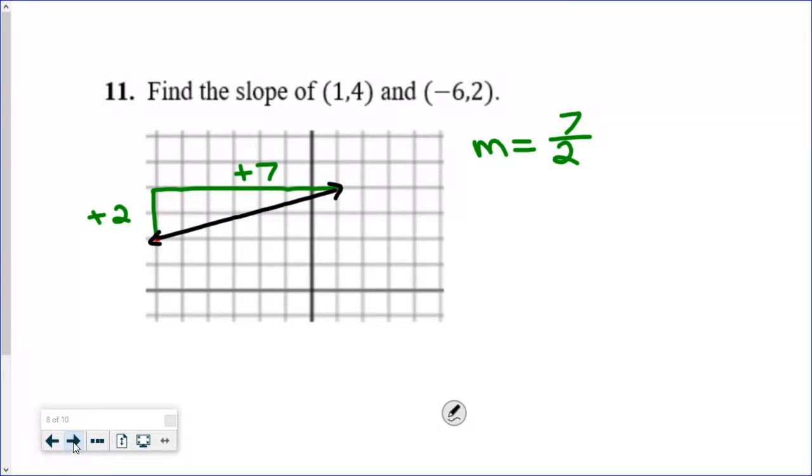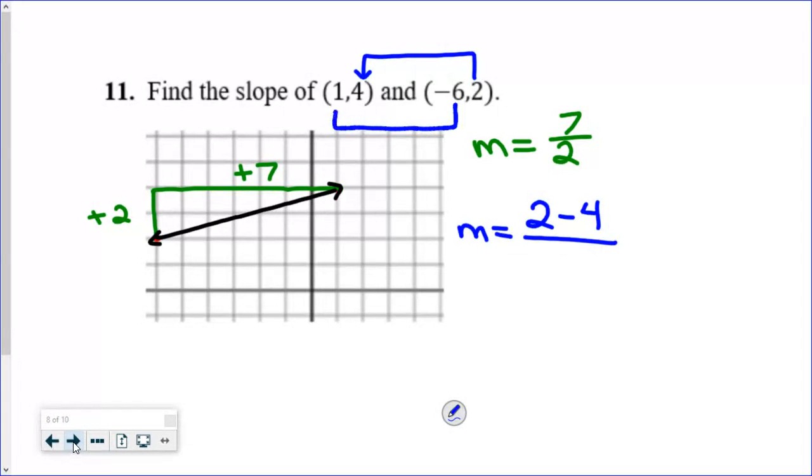It is, and you can reference your Mr. Slope guy as well. If you did it as the formula, remember it's y2 minus y1. So that would be 2 minus 4 over x2 minus x1, which is -6 minus 1. And that would give me -2, keep change, over -7. But a negative over a negative equals a positive.